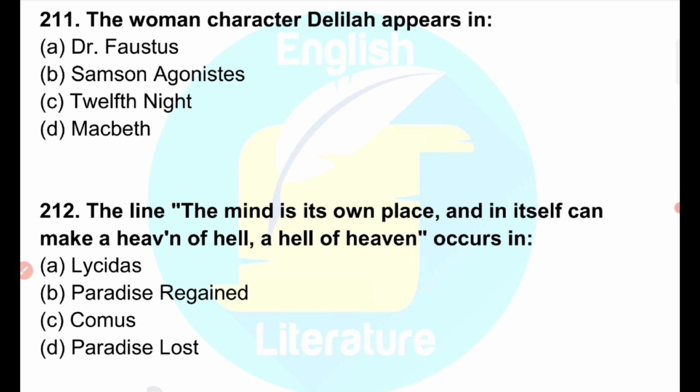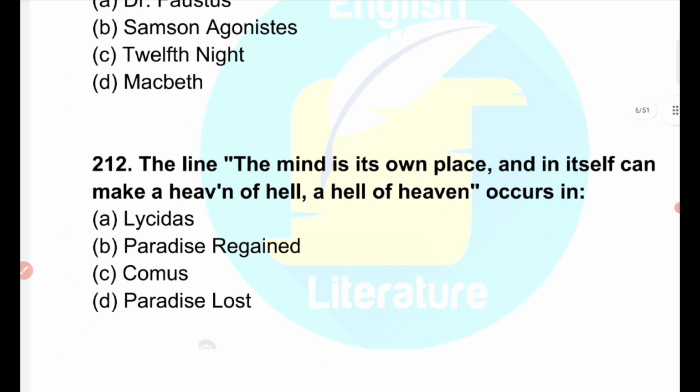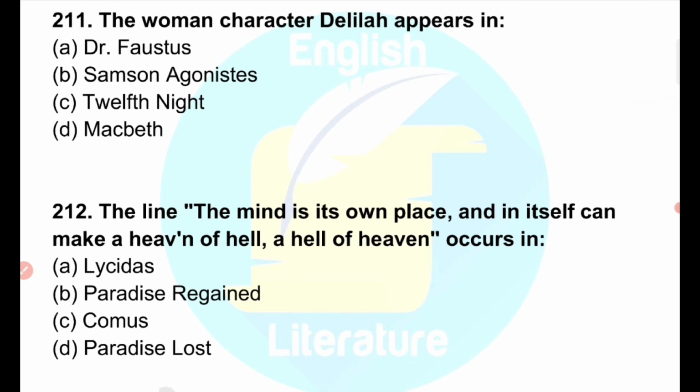The woman character Dalila appears in Option B, Samson Agonistes. The mind in its own place, and in itself can make a heaven of hell, a hell of heaven, occurs in Option D, Paradise Lost.